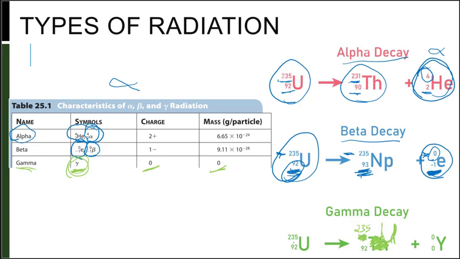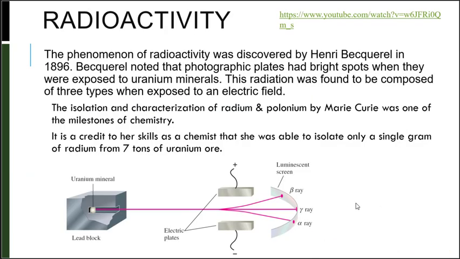So gamma decay would be shown like this. Here's our uranium-235 showing the decay. Notice that the mass stays the same, the atomic number stays the same, the element is the same. We show the gamma radiation given off with a 0 mass and the 0 charge. I want to give a quick video clip on how the phenomenon of radioactivity was discovered.